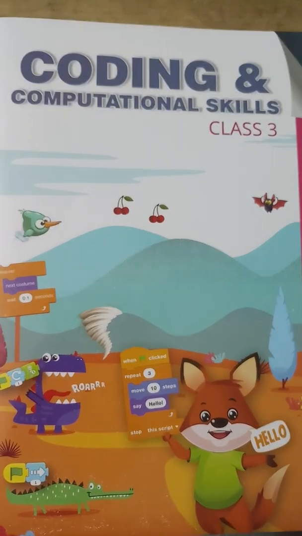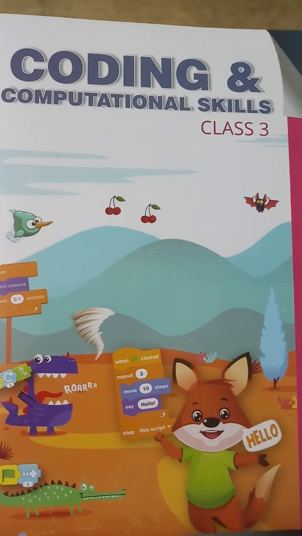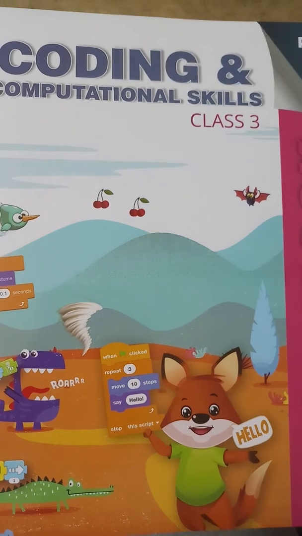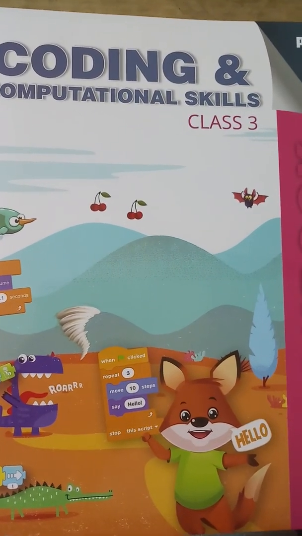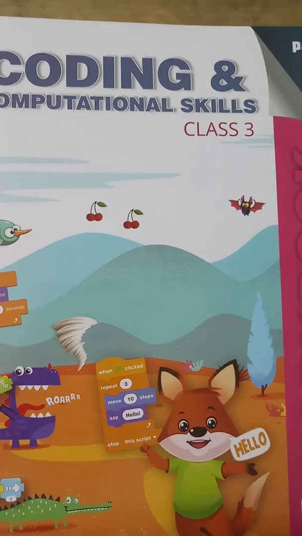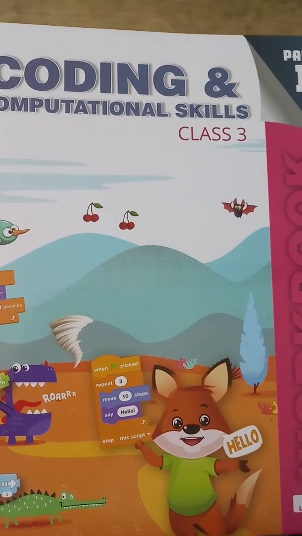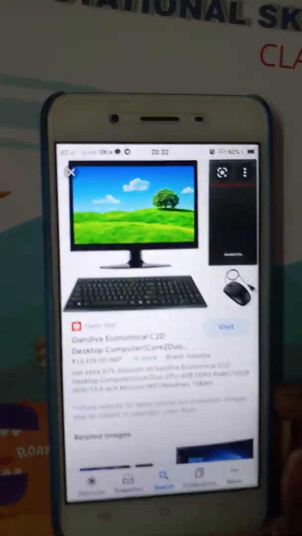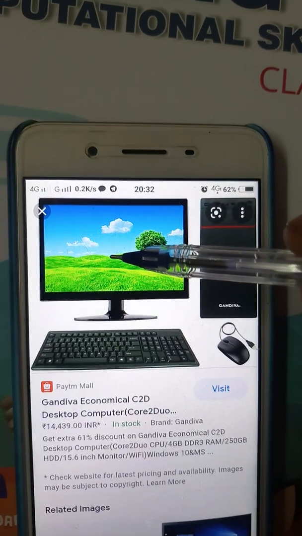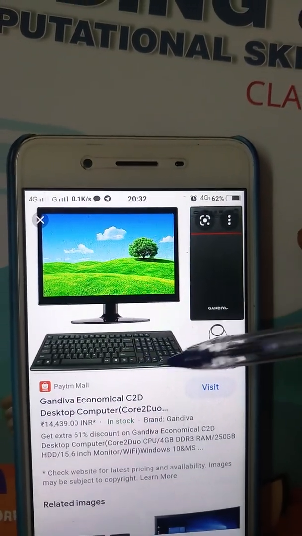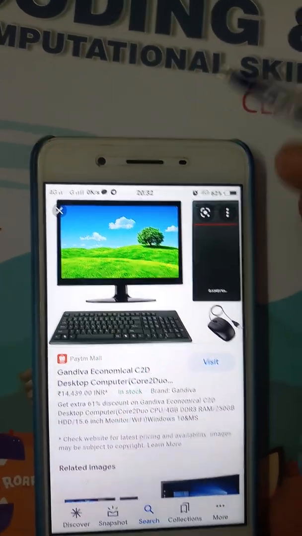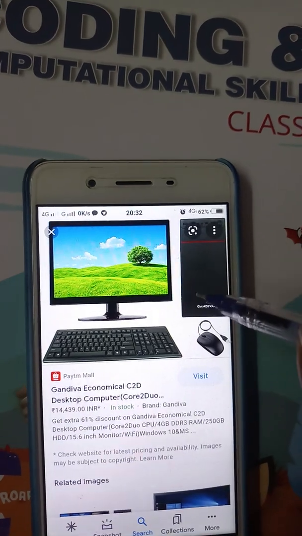Okay, students, have you all seen the computer? How does it look? It has a big screen with a mouse, keyboard, and CPU. Yes, I will show the image. It's a monitor, keyboard, mouse, and then CPU. This is a computer: monitor, CPU, keyboard, and mouse.